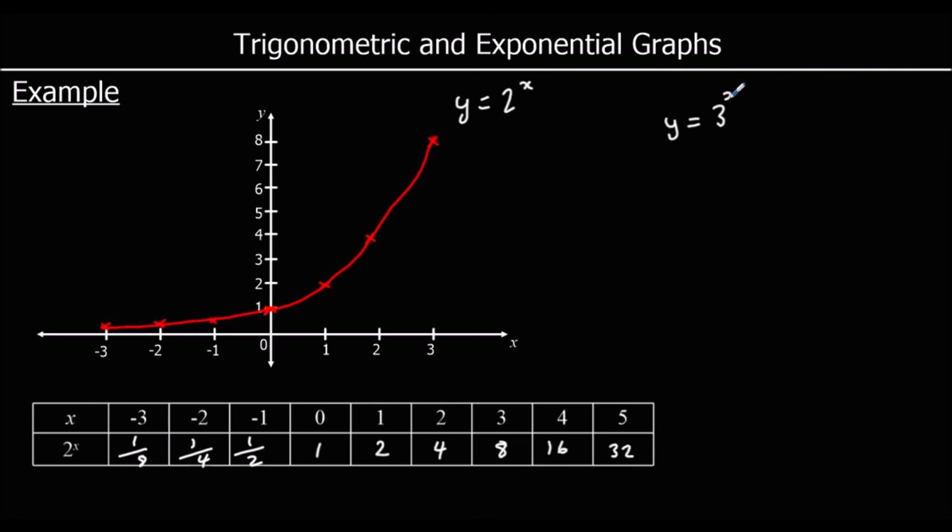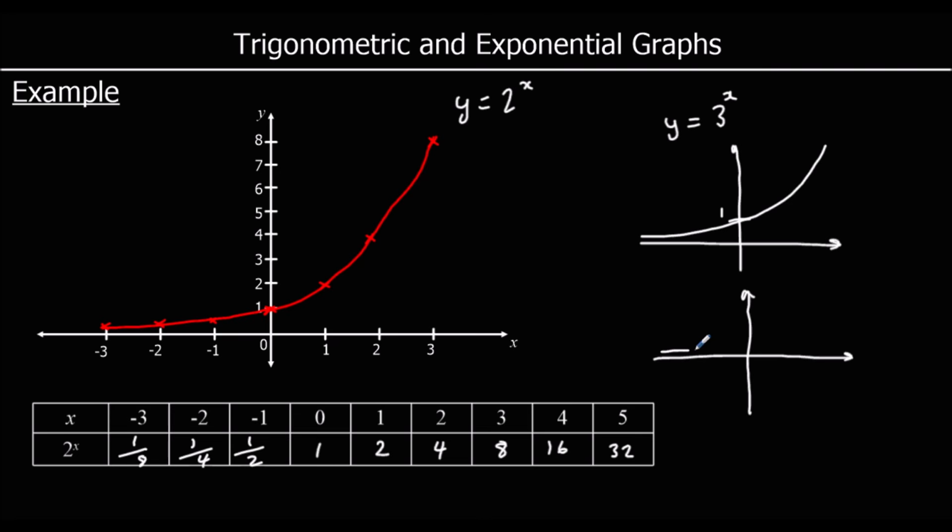So 3 to the power of x is again going to have the same look, crossing at 0, 1, as will 4 to the power of x. 4 to the power of x, exactly the same, is going to cross at 0, 1.